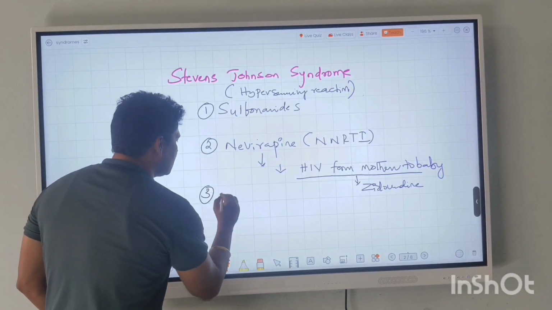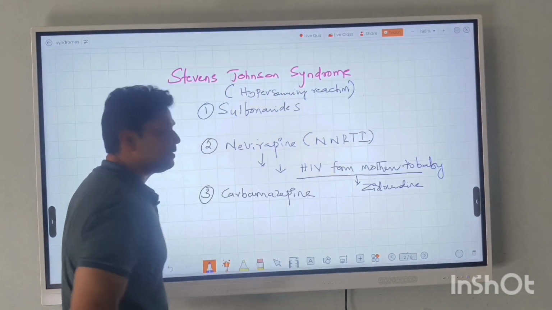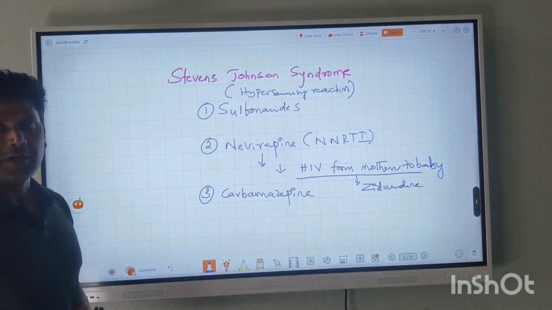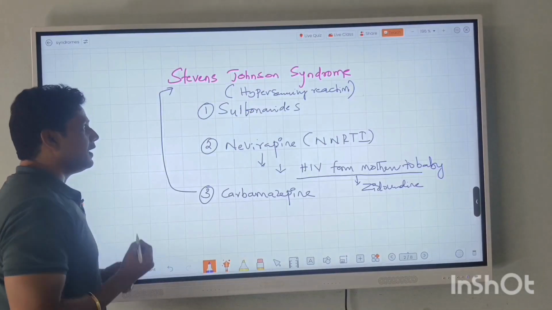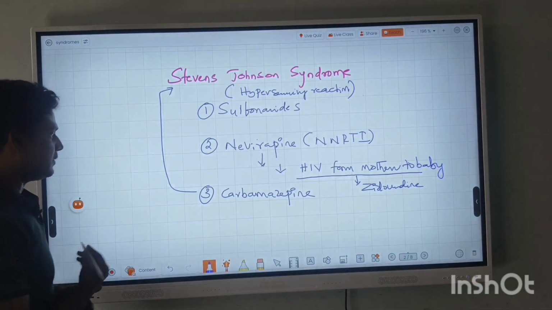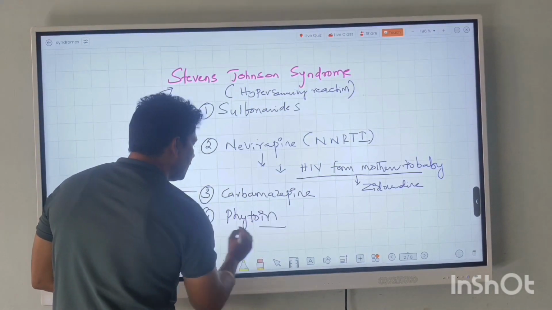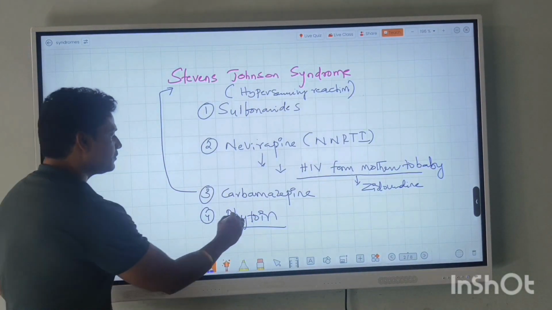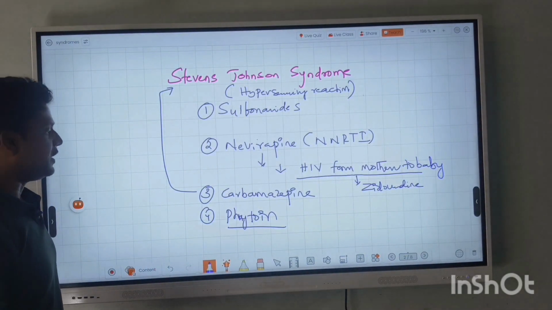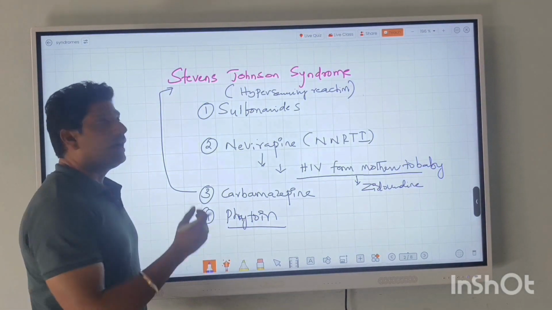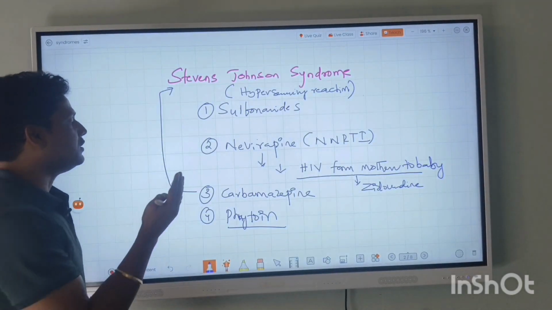So next, the third drug, that is carbamazepine. Carbamazepine, basically it is an anti-epileptic drug. So carbamazepine also causes Stevens-Johnson syndrome, allergic reactions or hypersensitivity reactions. Next drug is phenytoin. Phenytoin also causes Stevens-Johnson syndrome, hypersensitivity reaction. Phenytoin also comes under anti-epileptic drugs. So this is about Stevens-Johnson syndrome.